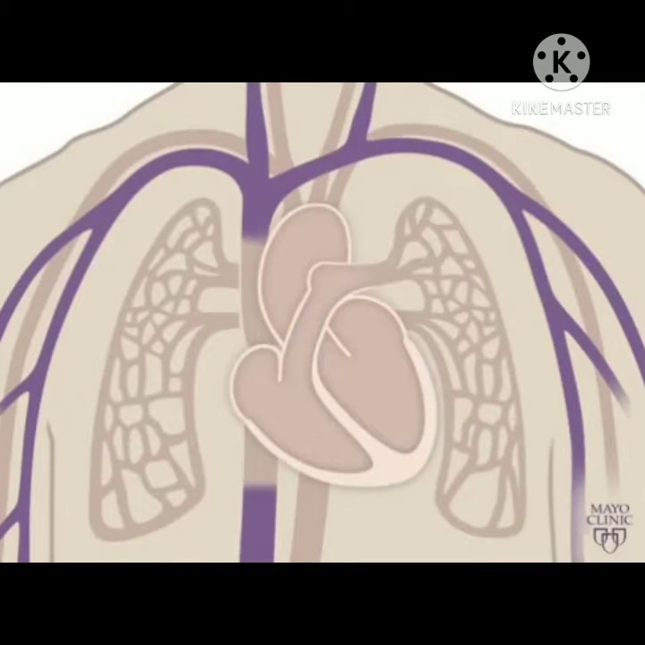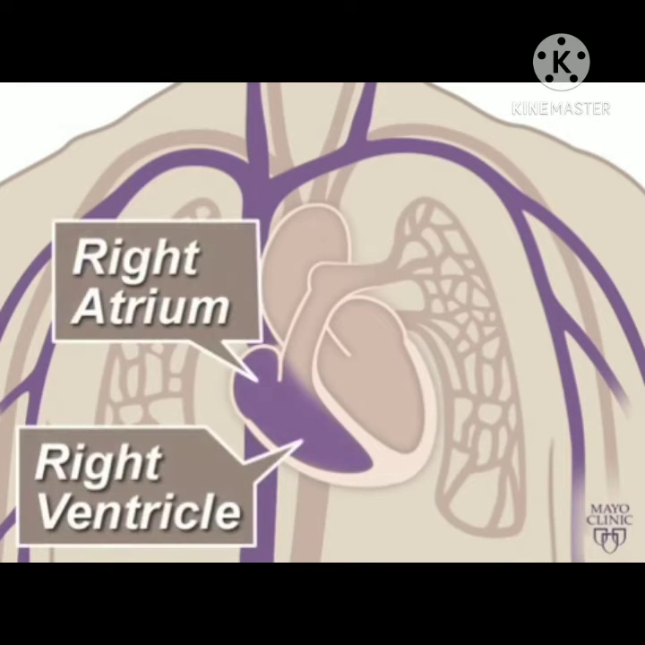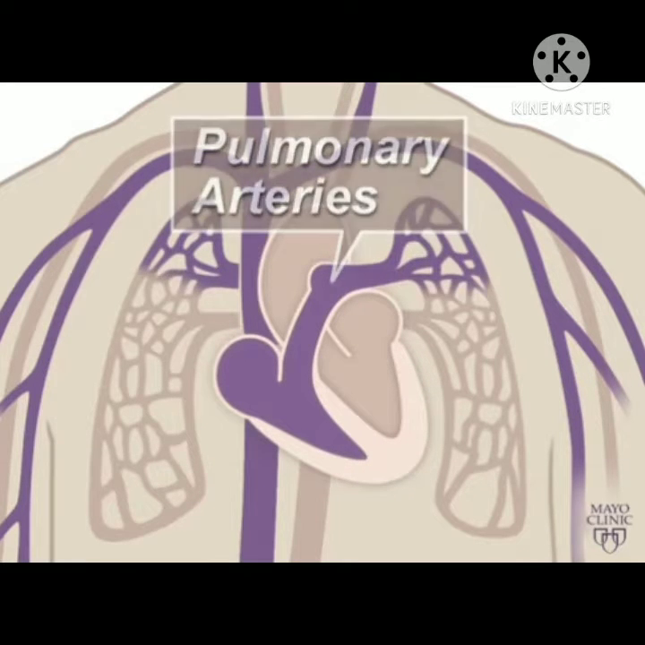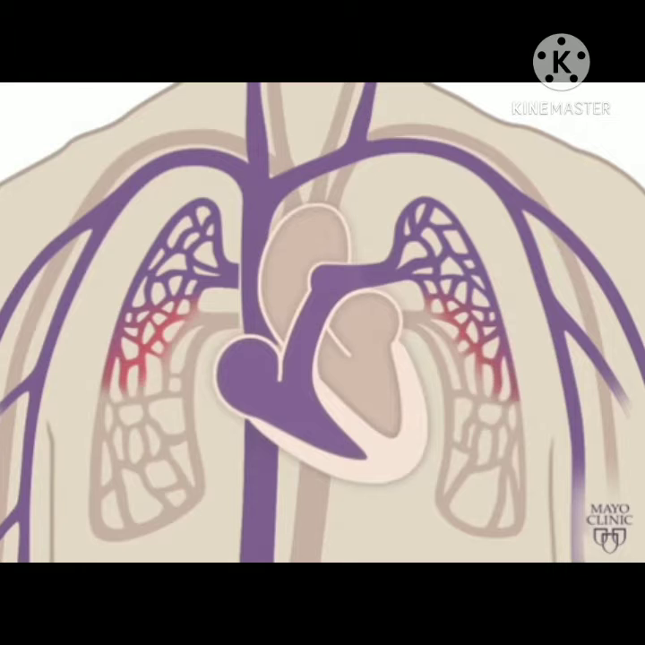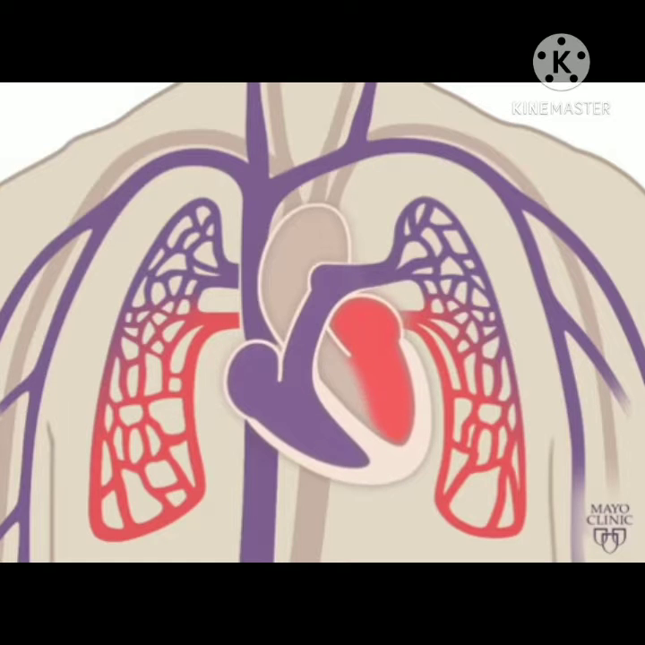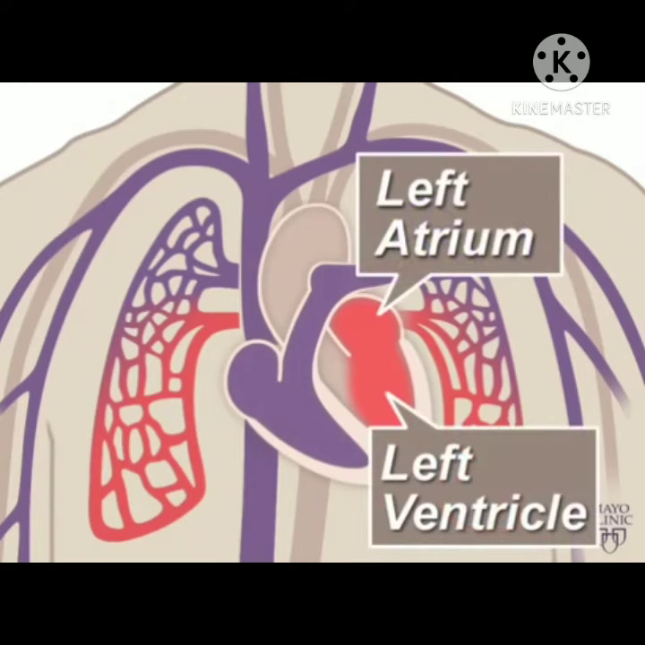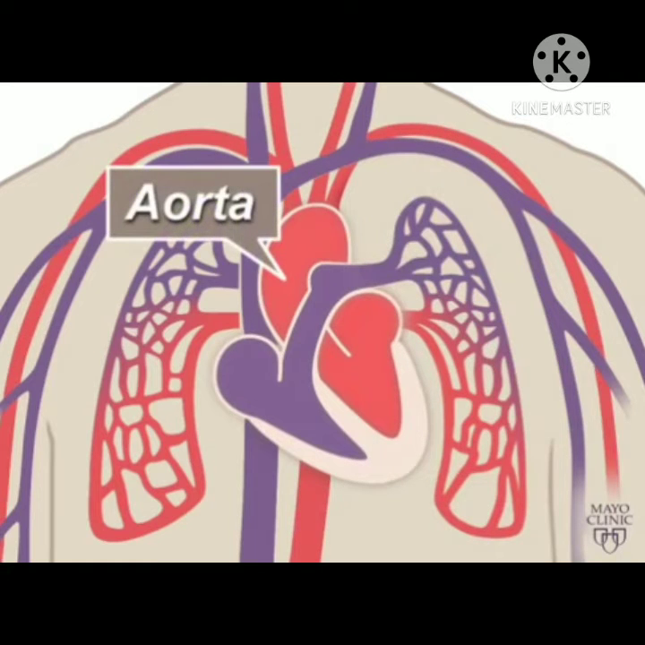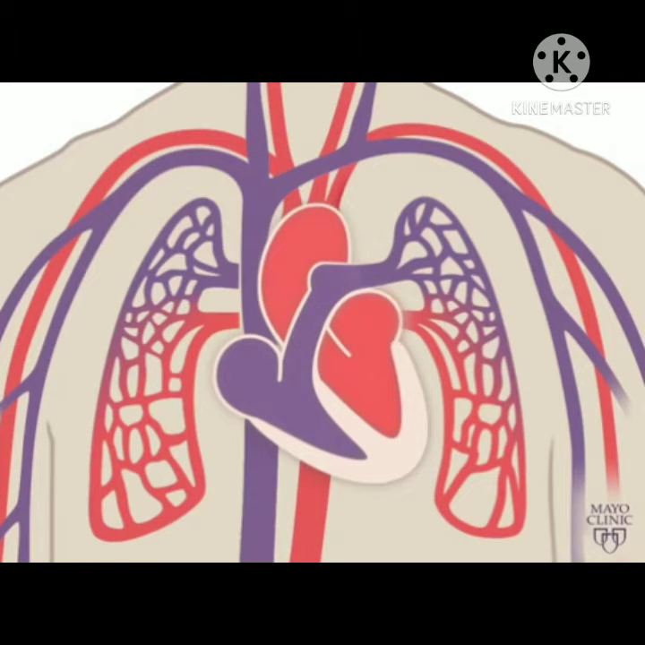Oxygen-poor blood, blue blood, returns to the heart after circulating through your body. The right side of the heart, composed of the right atrium and ventricle, collects and pumps the blood to the lungs through the pulmonary arteries. The lungs refresh the blood with a new supply of oxygen, making it turn red. Oxygen-rich blood, red blood, then enters the left side of the heart, composed of the left atrium and ventricle, and is pumped through the aorta to the body to supply tissues with oxygen.